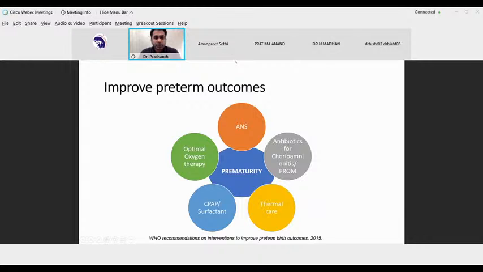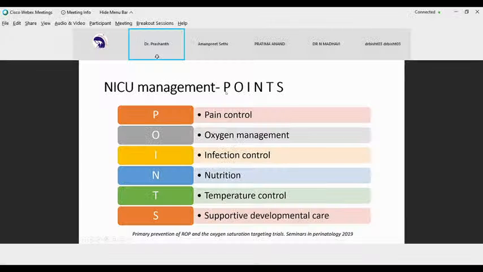We have this mnemonic which actually came out in Seminars in Perinatology 2019, which helps us remember the management points by acronym, right? So P stands for pain control. We know that with pain there are a lot of oxygen saturation fluctuations. We need to avoid that. We need to have pain control.